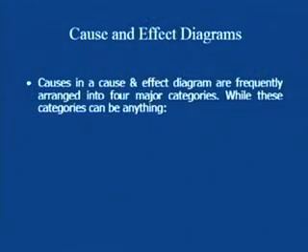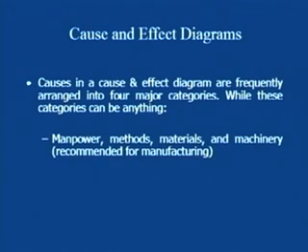Causes in a cause and effect diagram are frequently arranged into 4 major categories, although there is no hard and fast rule. Normally the primary causes are arranged in 4 major categories, while these categories can be anything. It is just a guideline that when we talk about manufacturing, the major causes are divided into 4: manpower, methods, materials and machinery.